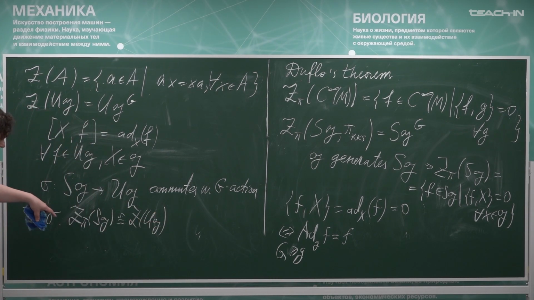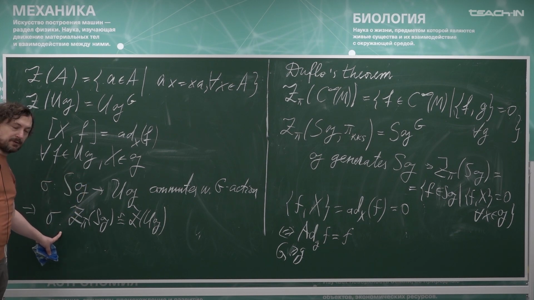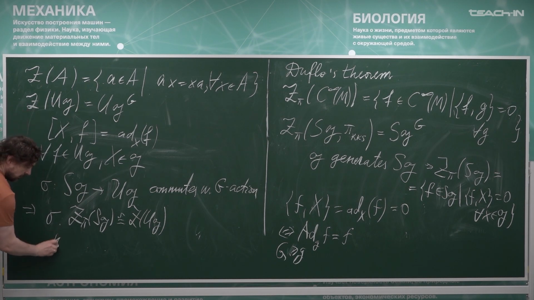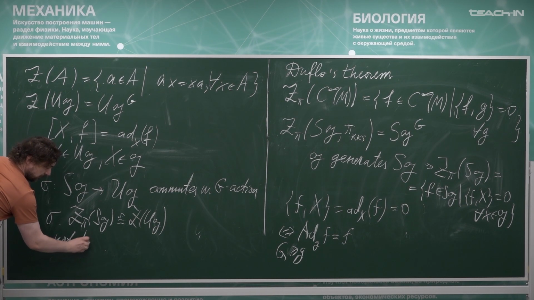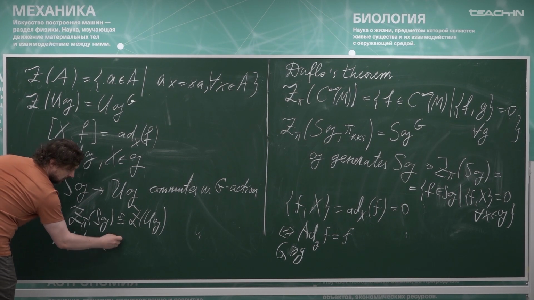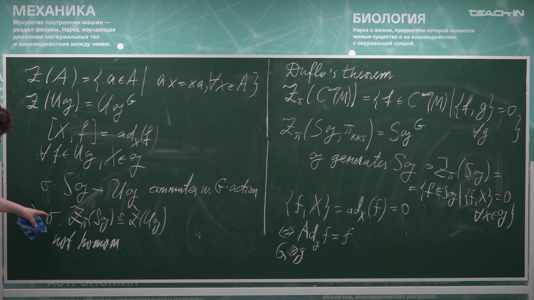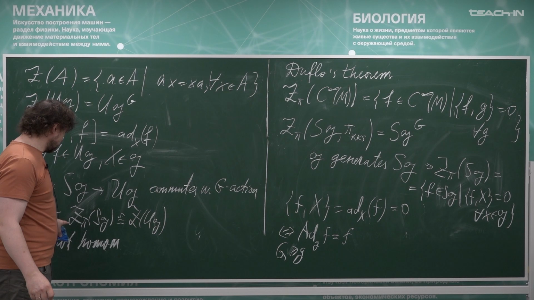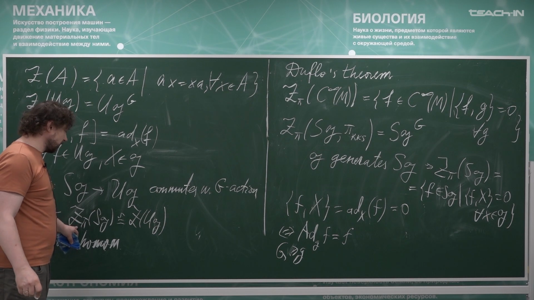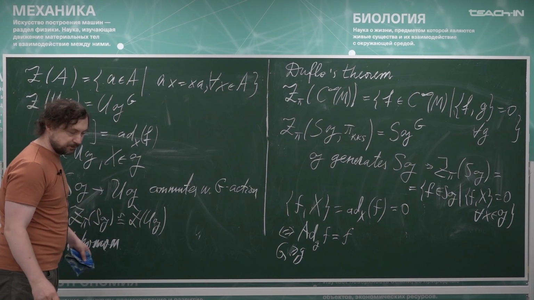However, this map, even when it is restricted to the invariant part of the symmetric algebra, is not a homomorphism of algebras. In other words, it doesn't send products on the left to the products on the right.